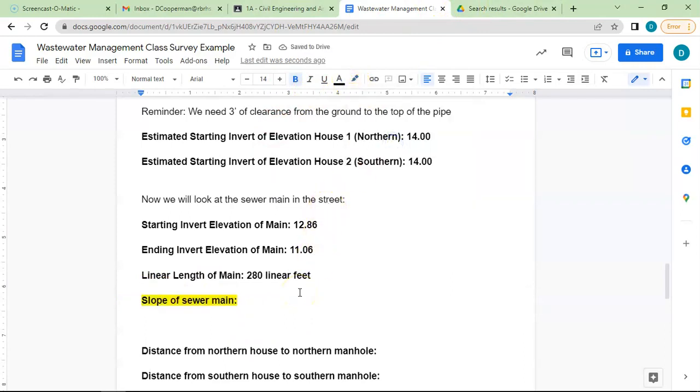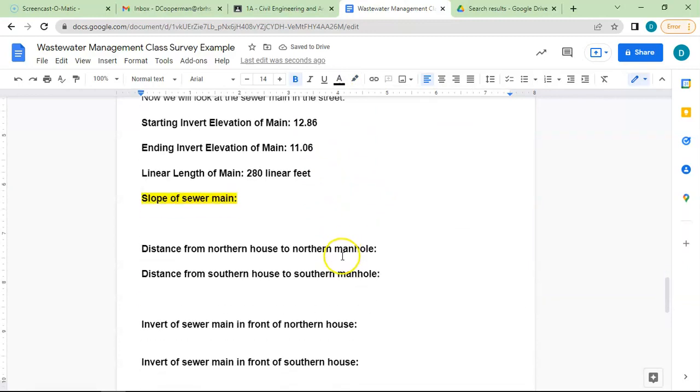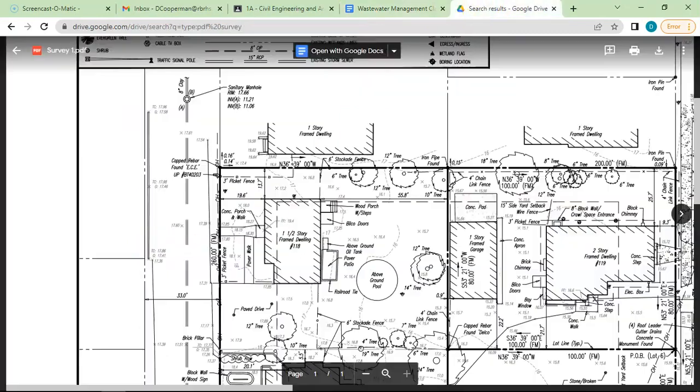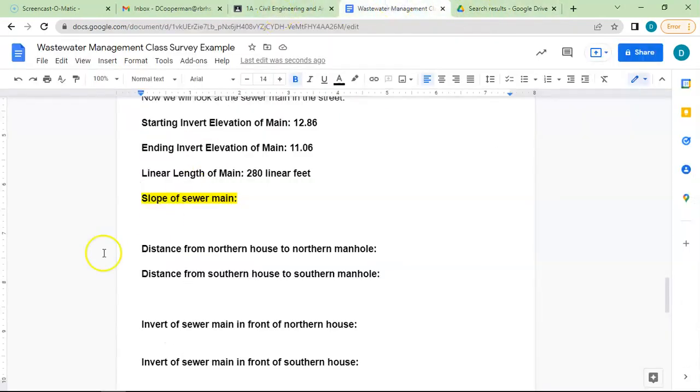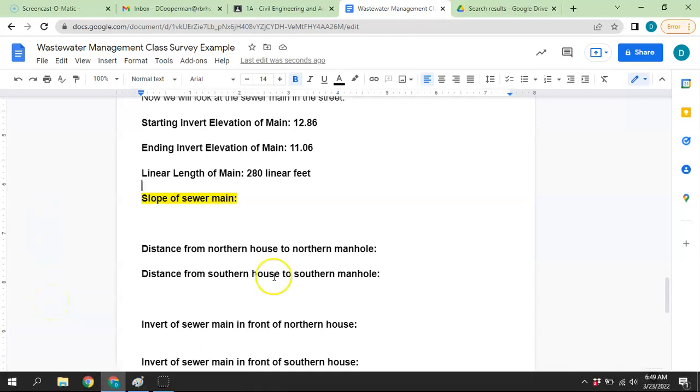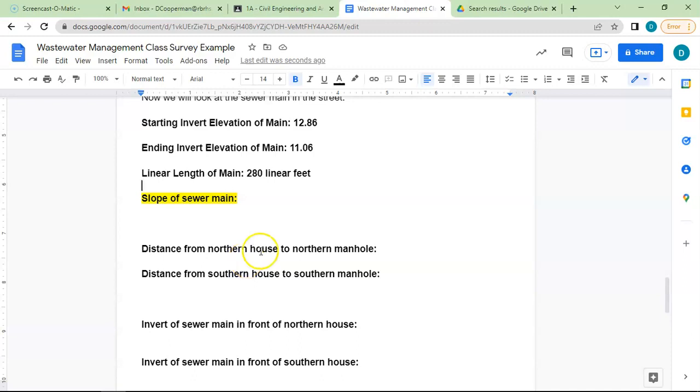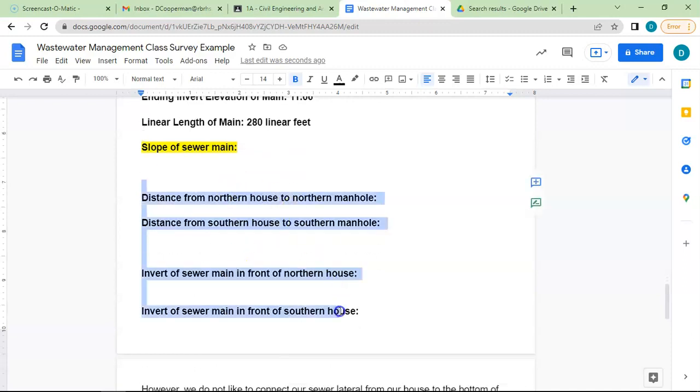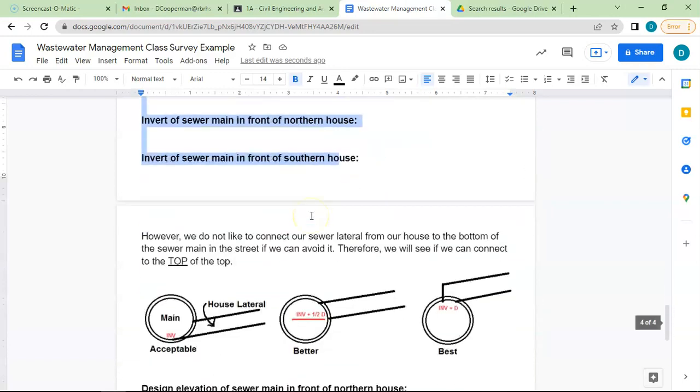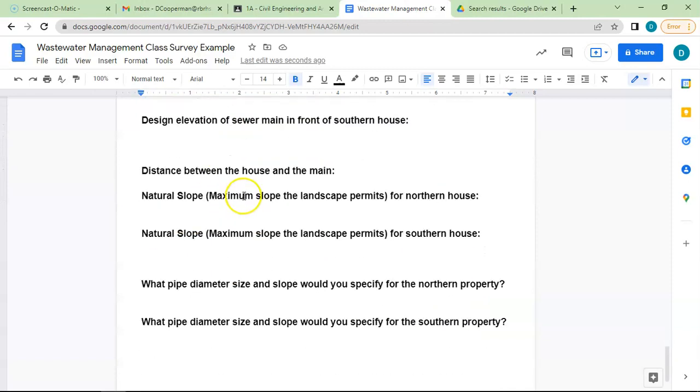So you guys can then figure out the slope right there. Let's get the distance from northern house to northern manhole. Okay. Actually, I'm going to run out of time. I'm limited to 15 minutes per video. So I'm going to end this video now. In the second video, we're going to get the rest of this top information and then explain this a little bit, and then you'll be on your way to finish off this project.